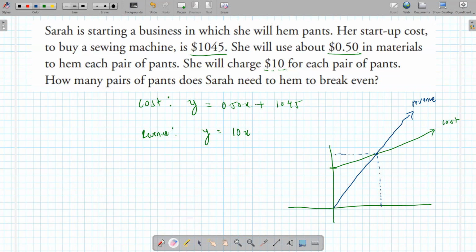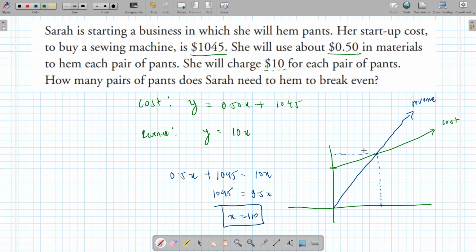If you want to see the steps, it's just 0.5x plus 1045 is equal to 10x. Subtract 0.5x, you're gonna get 9.5x is equal to 1045. Divide both sides by 9.5. So the answer is 110. So if she hems 110 pairs of pants, she is going to break even, okay?